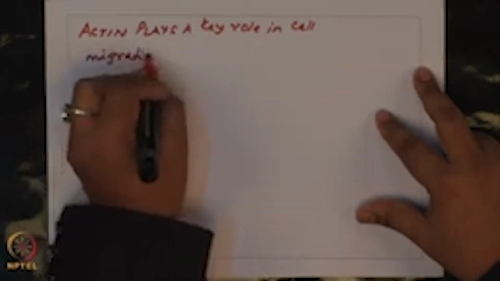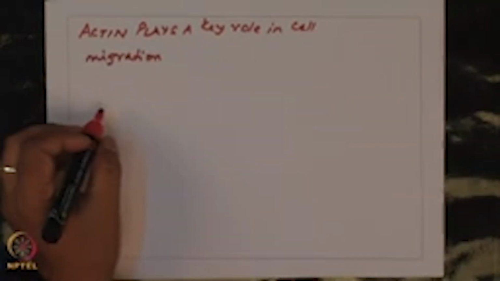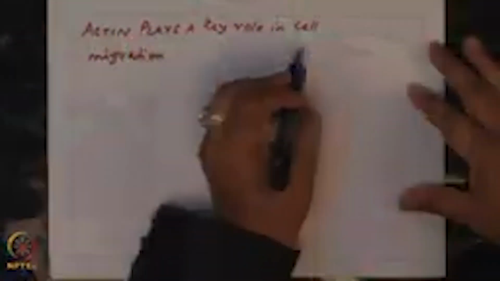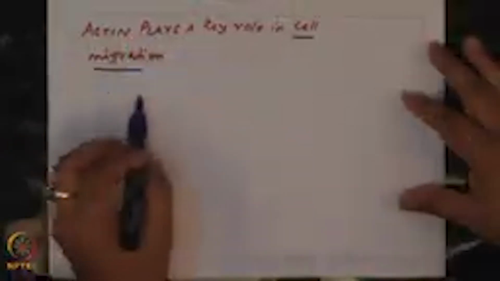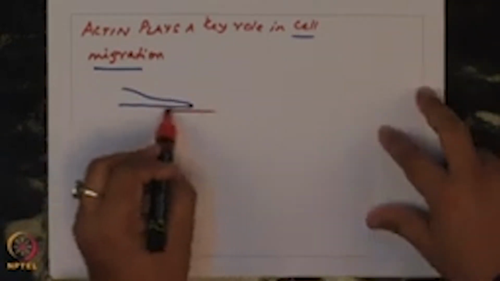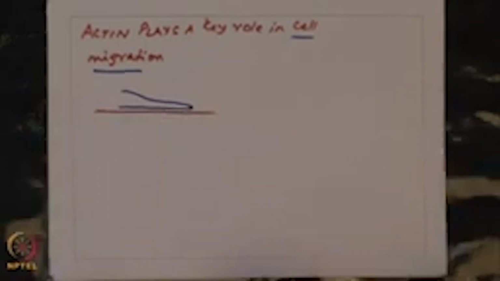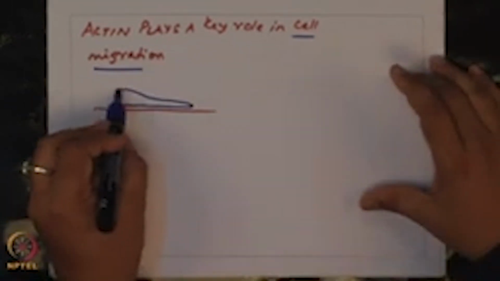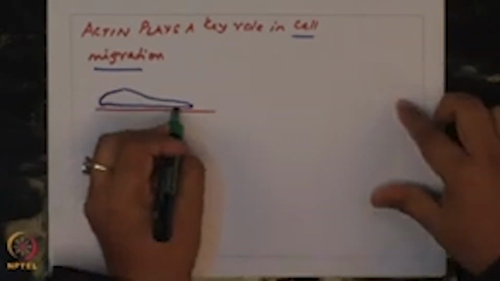So, what we are going to discuss today is to study how actin participates in directing migration of cells. So, for that let us first look at the various steps which are involved in cell migration. So, in cell migration, if I were to draw in side view, let me draw the substrate. This is your substrate. Your cell is anchored by multiple adhesions.